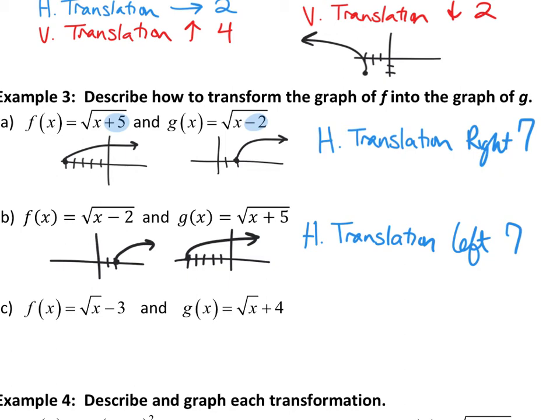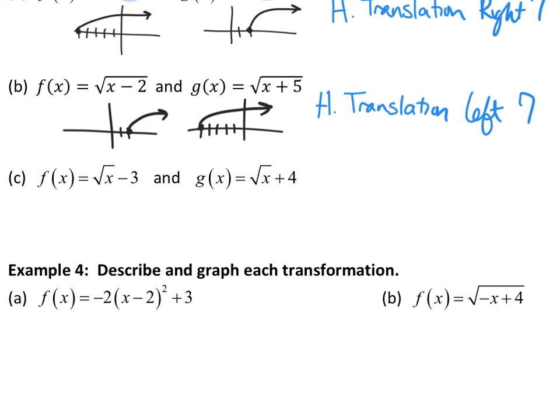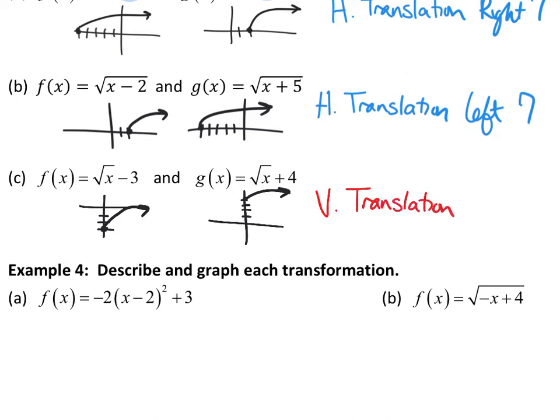Okay, so the first one, the F function, had already, compared to the parent function, had been translated down 3 units, so it would look something like this. And then g of x was translated up compared to the parent function. But comparing them to each other, how do we get from F to G? 7 which way? We went up. How many? 7. You just answered that question and I forgot.